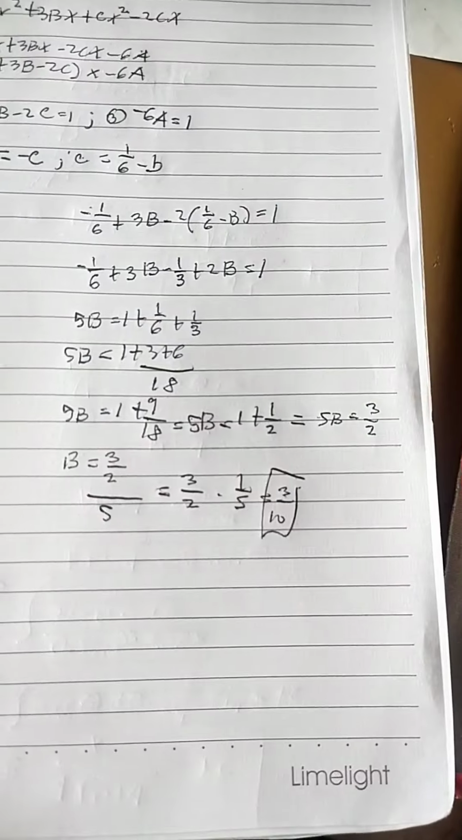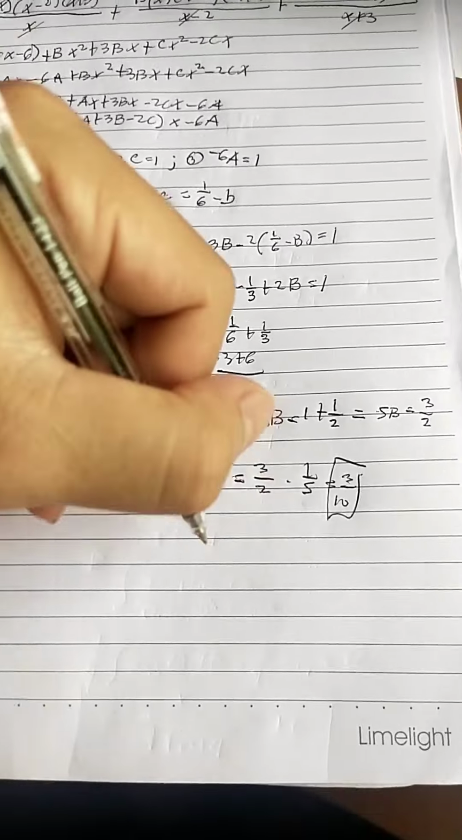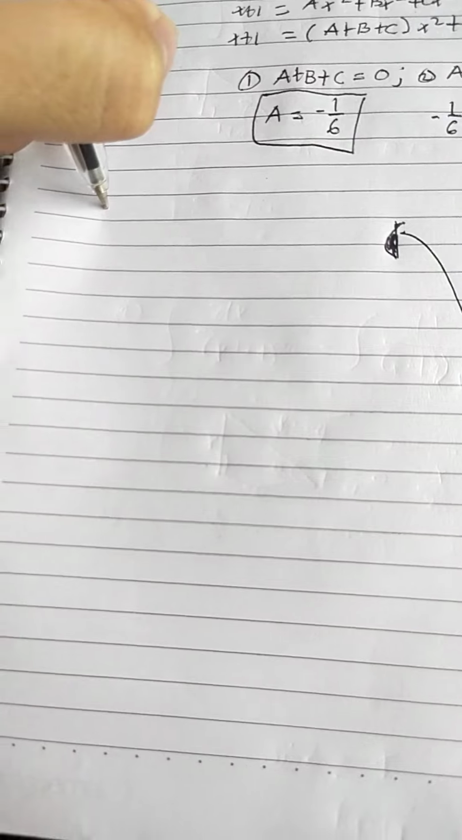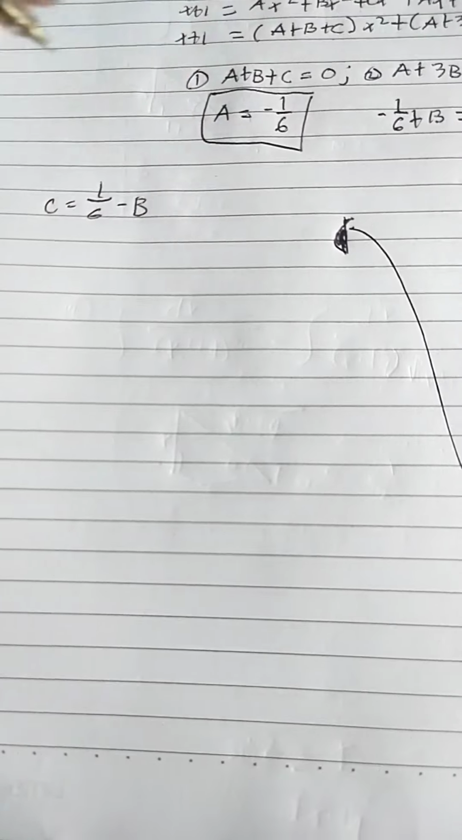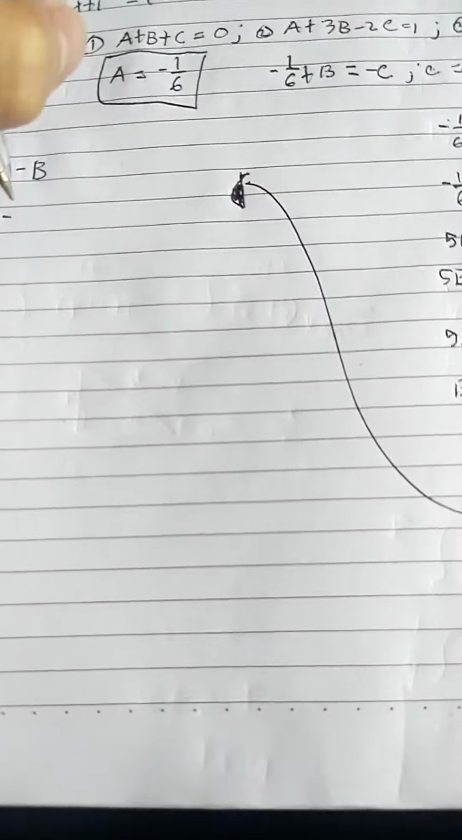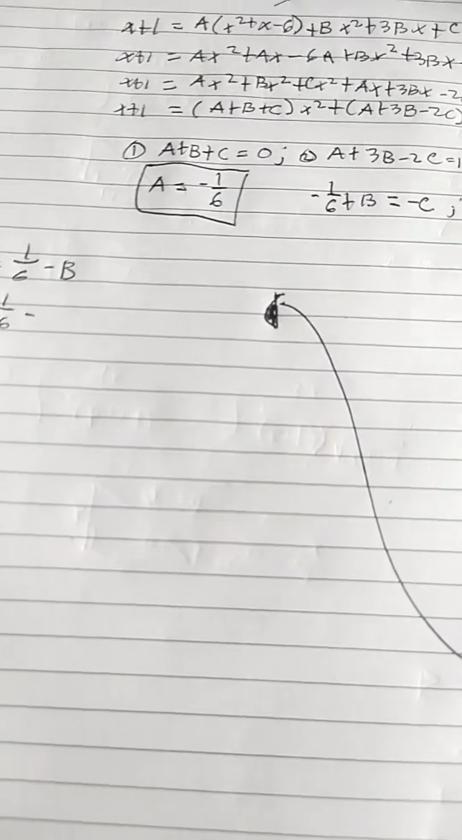So in letter C, to get C, we will put the C here so that we have space. To get c, we can use c is equal to 1 over 6 minus b. So, c is equal to 1 over 6 minus the b.